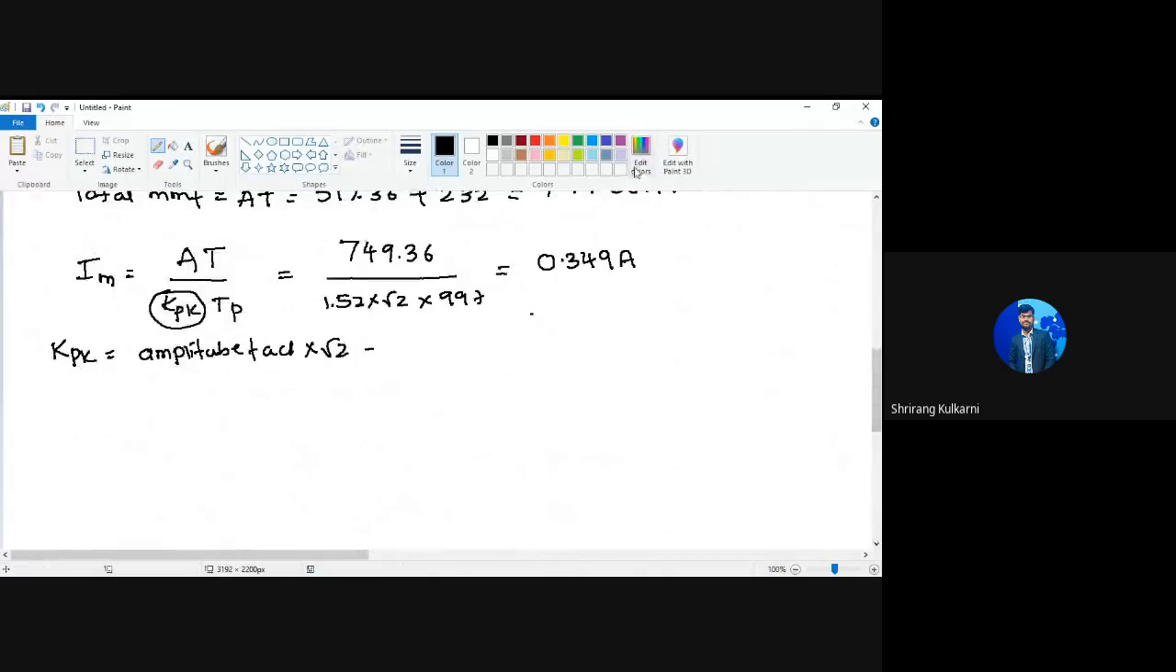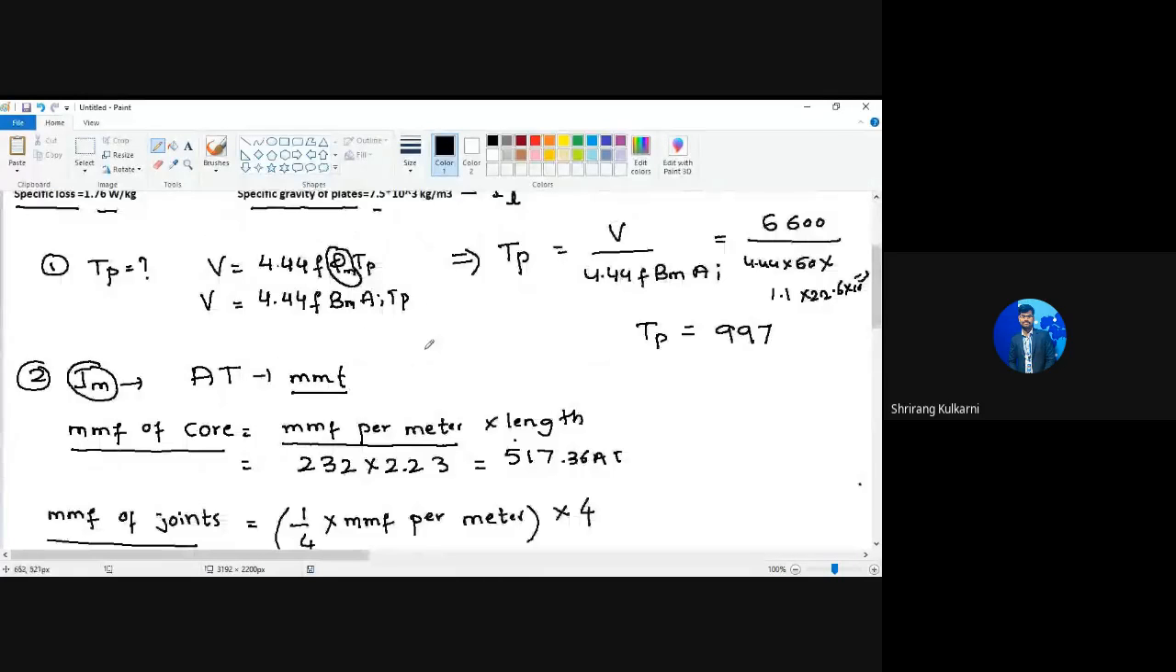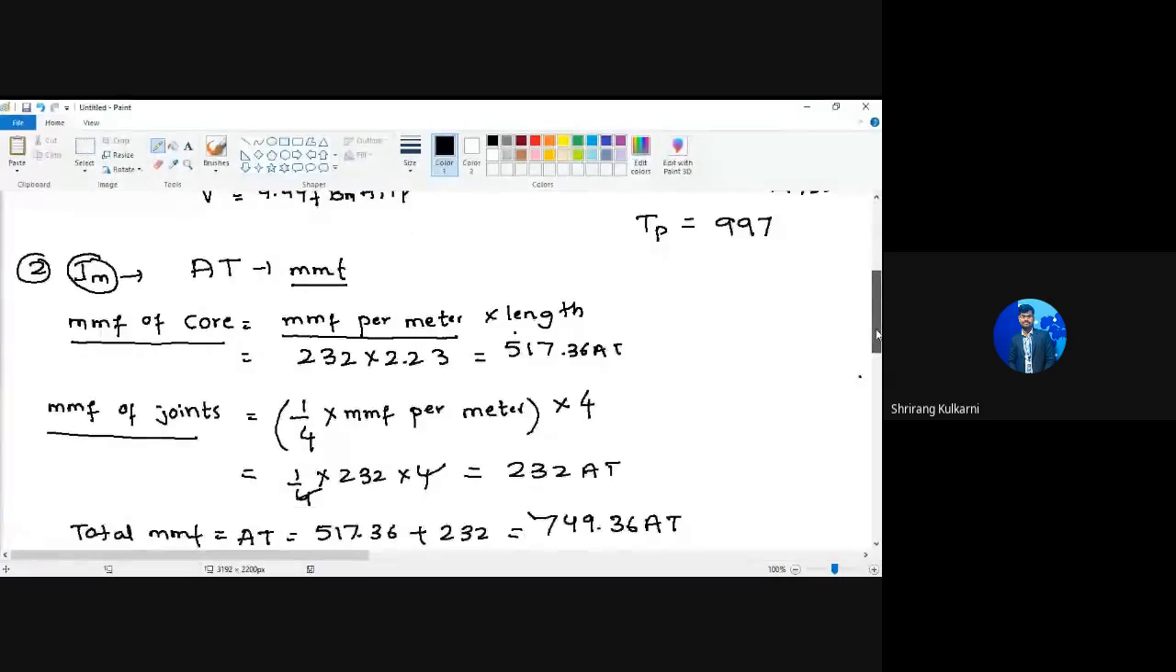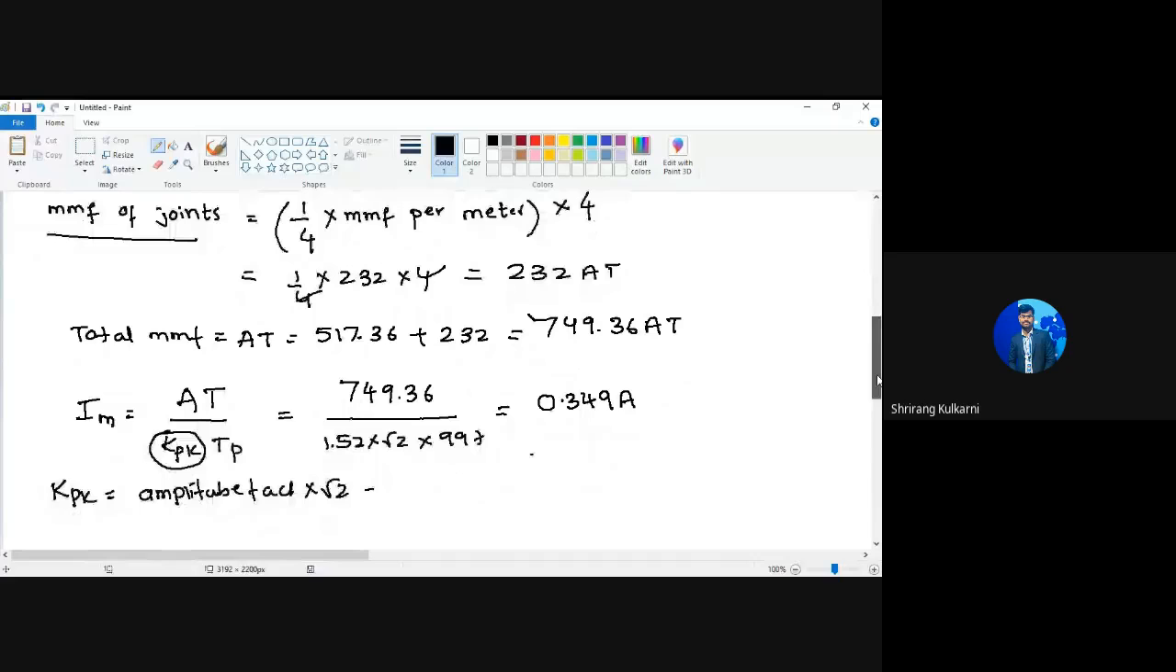joints we have calculated. So if you add these two, MMF of core plus MMF of joints, you will get the total MMF. Using that, you calculate the magnetizing current. Magnetizing current we have calculated.